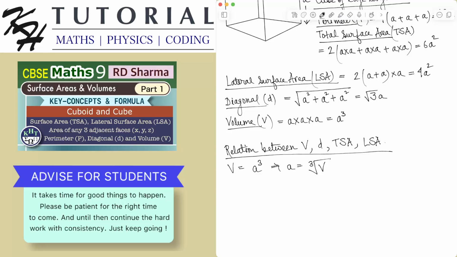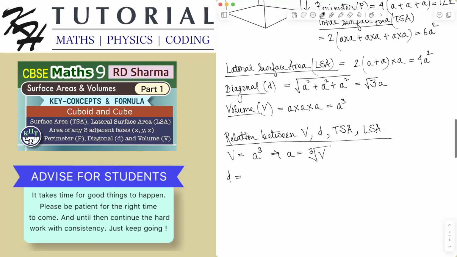Now what will be the diagonal? Diagonal I know is square root of 3 into A. This will be square root of 3 multiplied by cube root of V. So I got the relation between D and V.